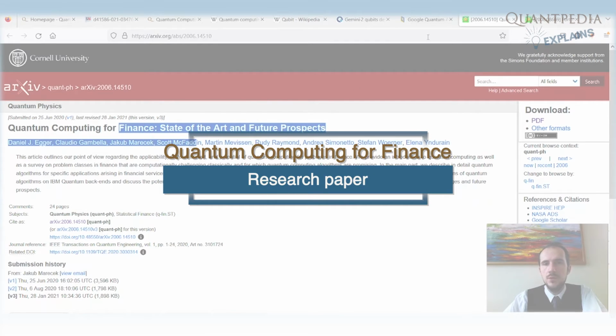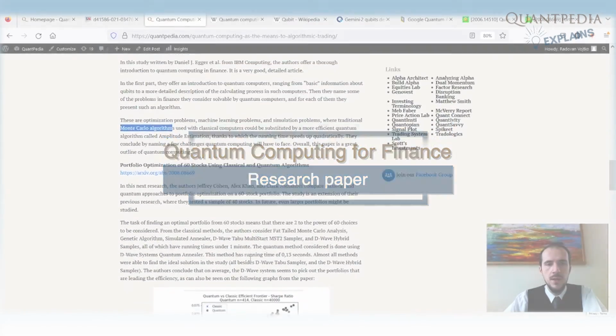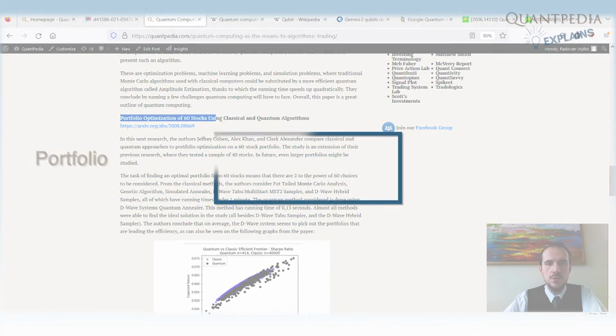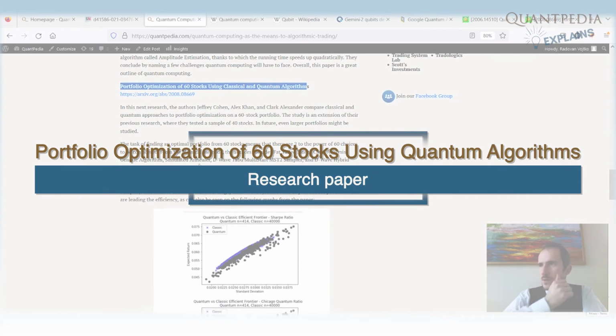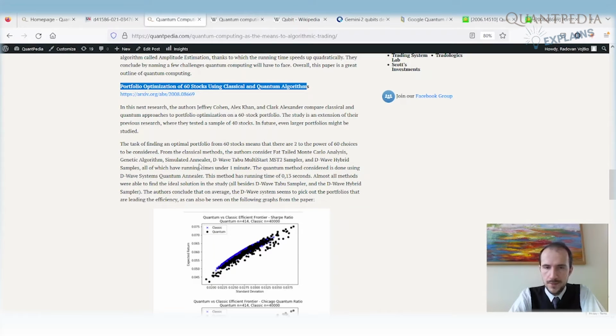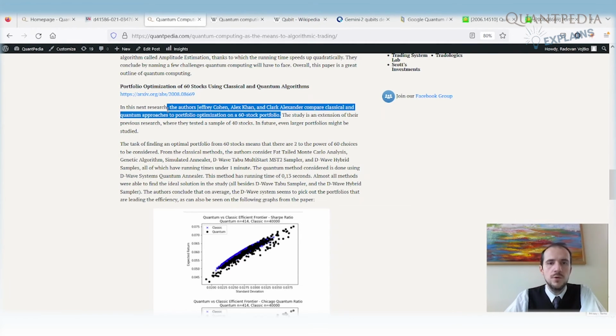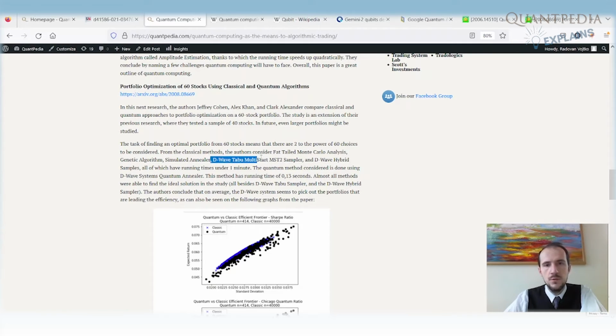But there is another paper that I would like to mention that's even better in my opinion, and it's called Portfolio Optimization of 60 Stocks Using Classical and Quantum Algorithms. This is the paper that really tries to run a horse race between the classical algorithms for portfolio optimization and algorithms that are useful for quantum computers, and they are actually run on quantum computers on those shared cloud-based services that I presented. In this paper, authors compare the classical and quantum approaches to portfolio optimization on a stock portfolio with 60 stocks. They compared multiple different methods: Monte Carlo analysis, genetic algorithm, simulated annealer, plus D-Wave multistart sampler and D-Wave hybrid sampler, which are run on a quantum computer.